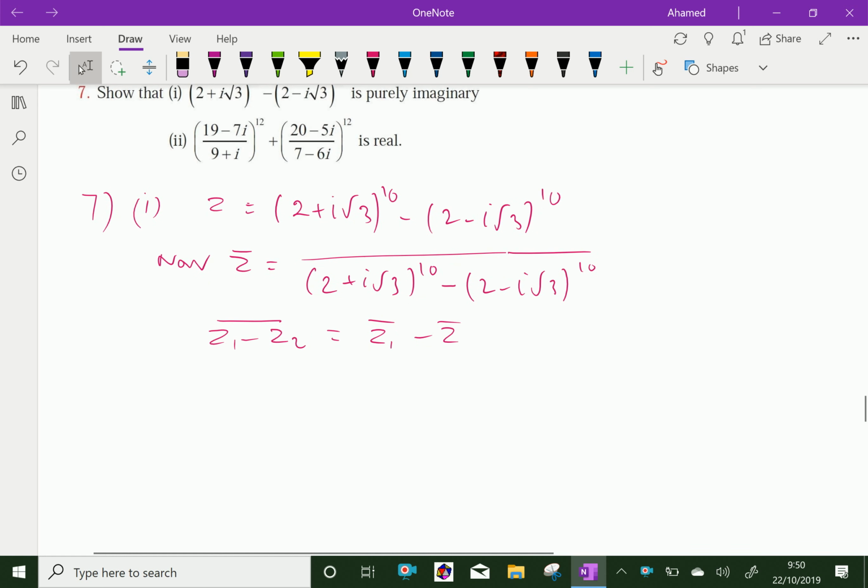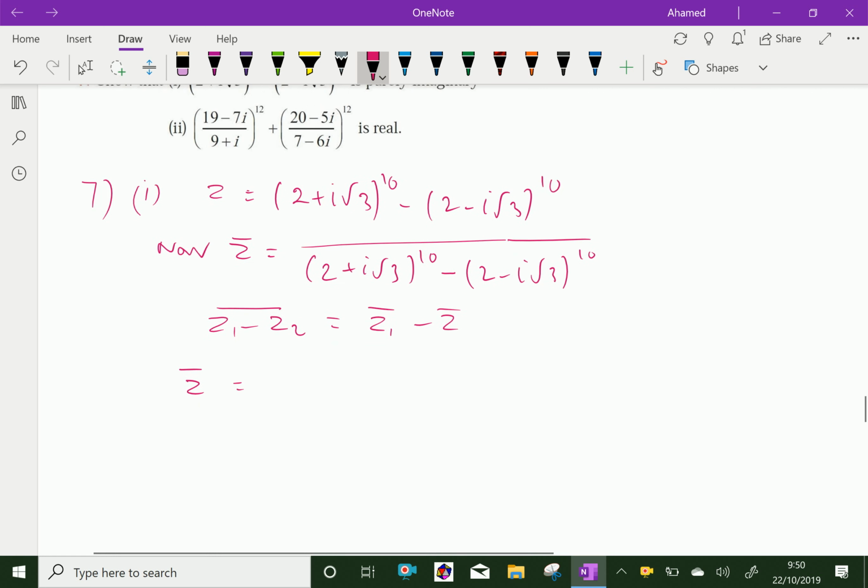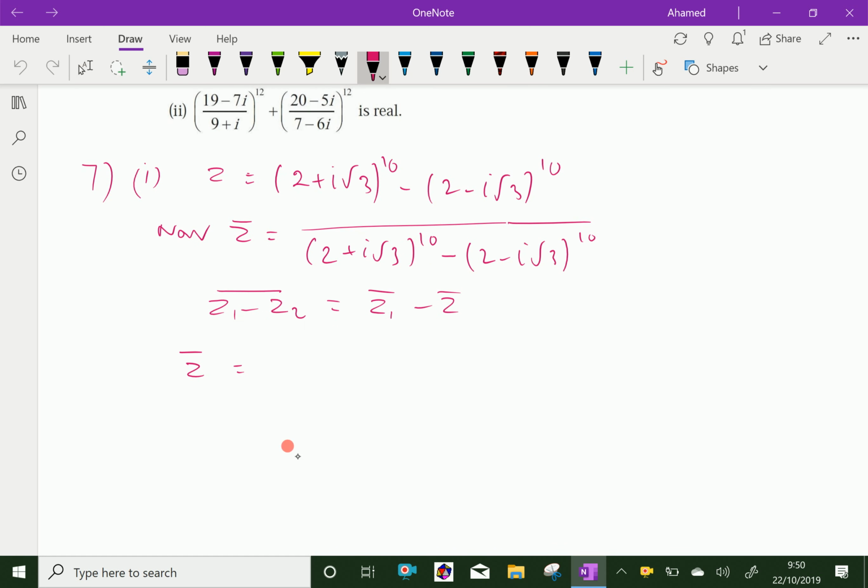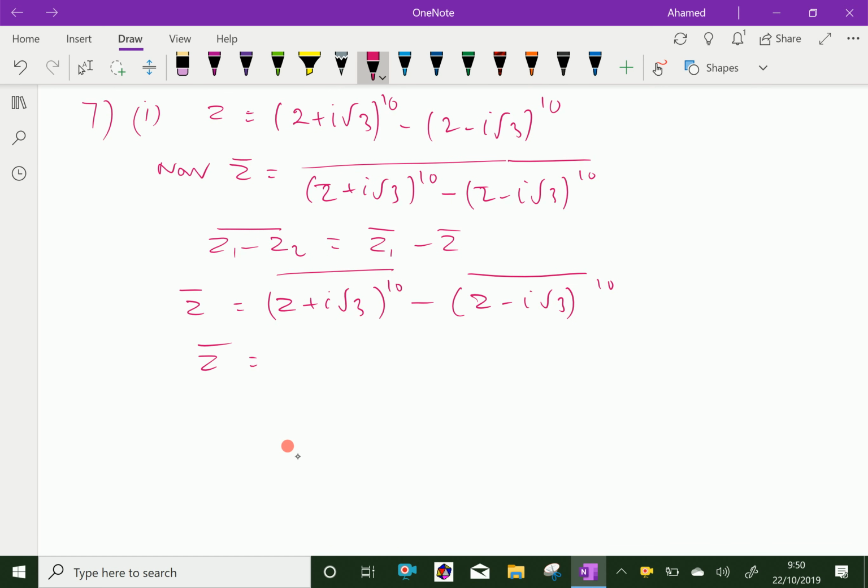Therefore, further we can say z bar is equal to the conjugate of (2 + i√3)^10 minus the conjugate of (2 − i√3)^10. We can say z bar is (2 − i√3)^10 minus (2 + i√3)^10.